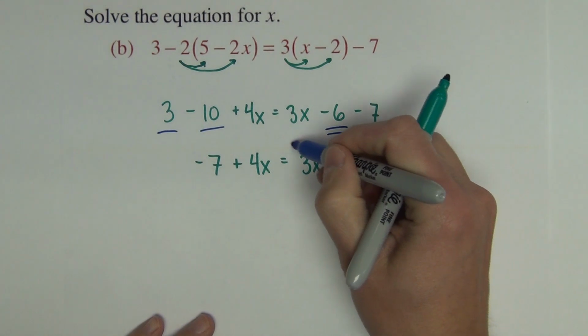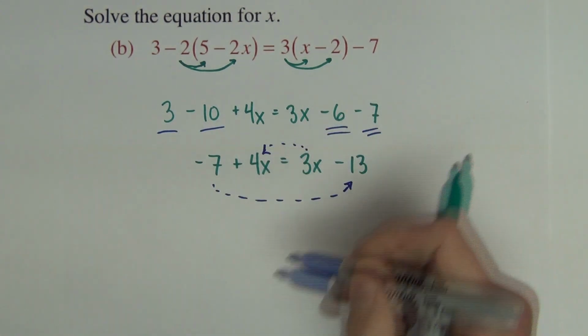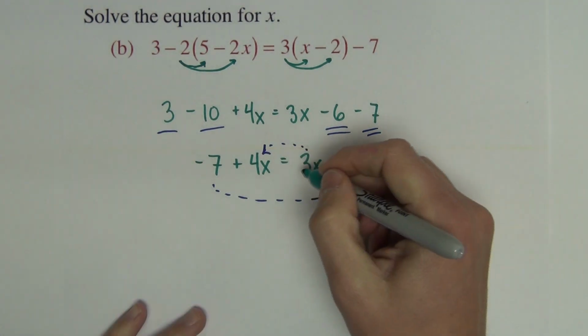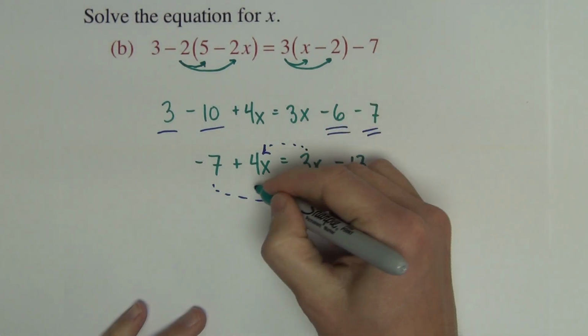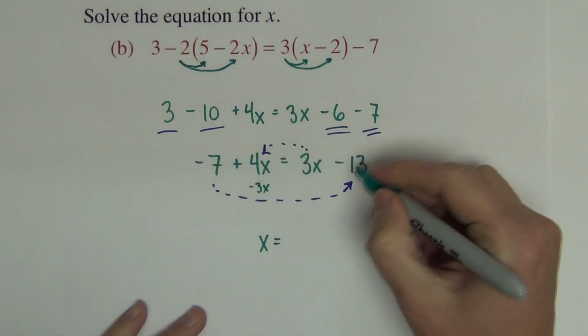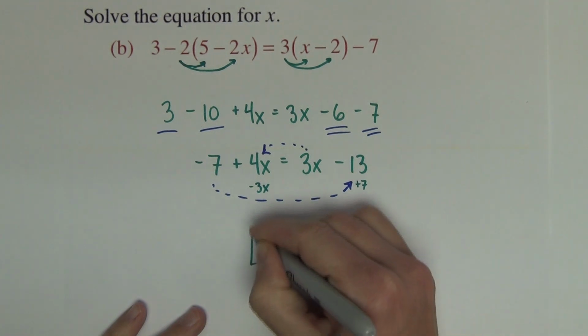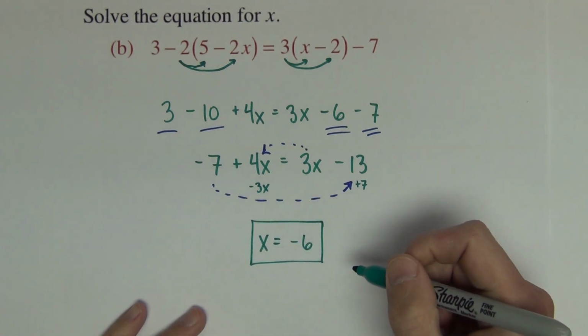I'm going to bring my 3x to this side, my negative 7 over here. So let's see, the 3x is going to get subtracted, giving me x all by itself. The negative 7 has got to change to addition, giving me negative 6, and finished.